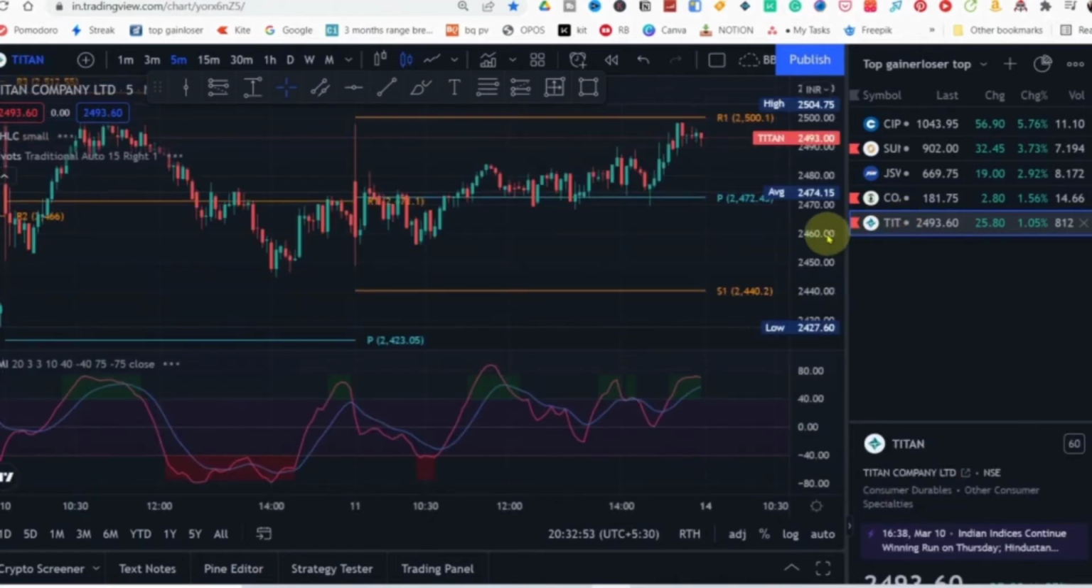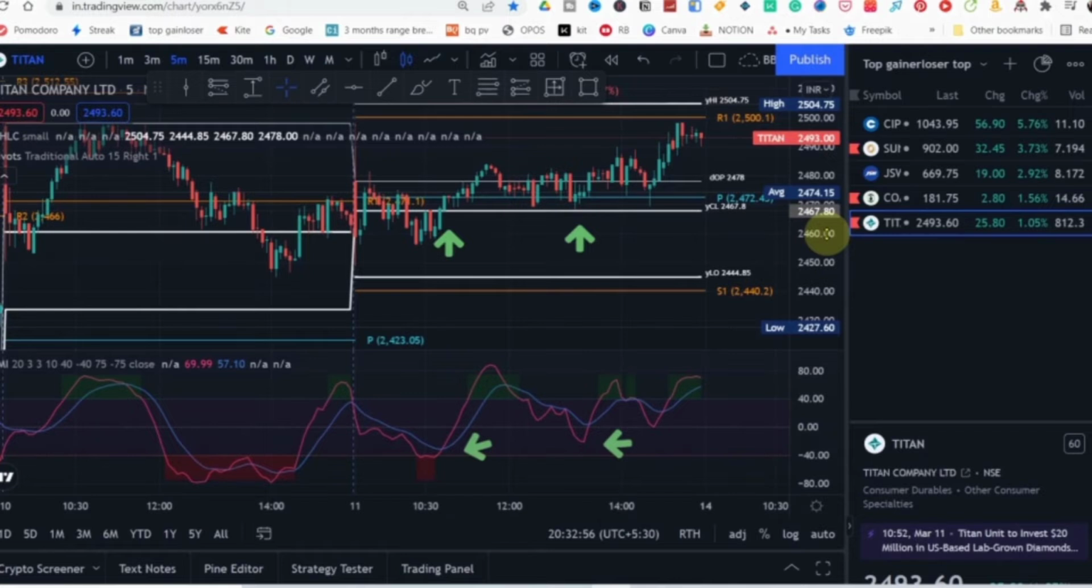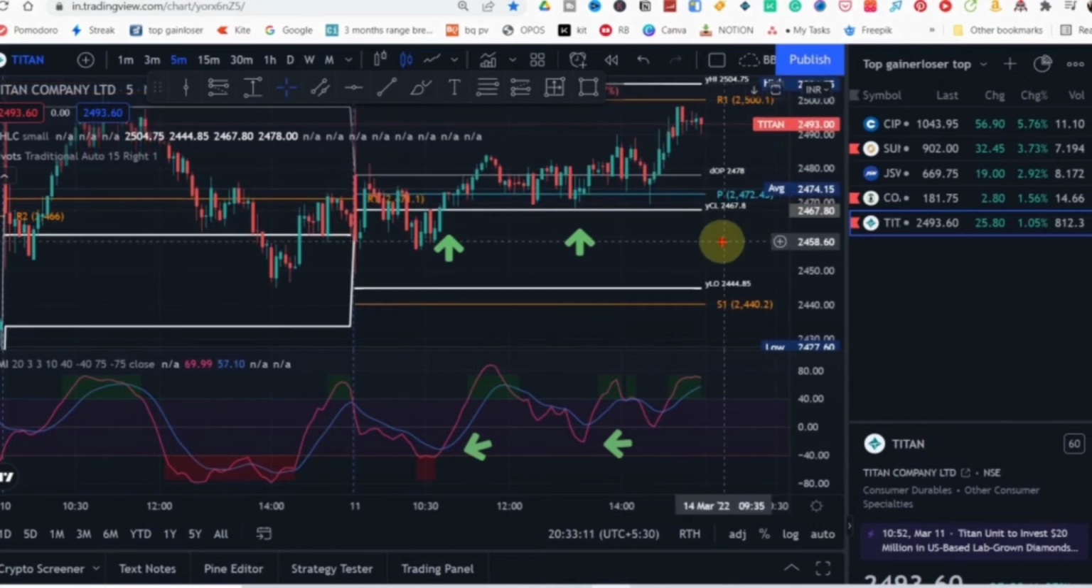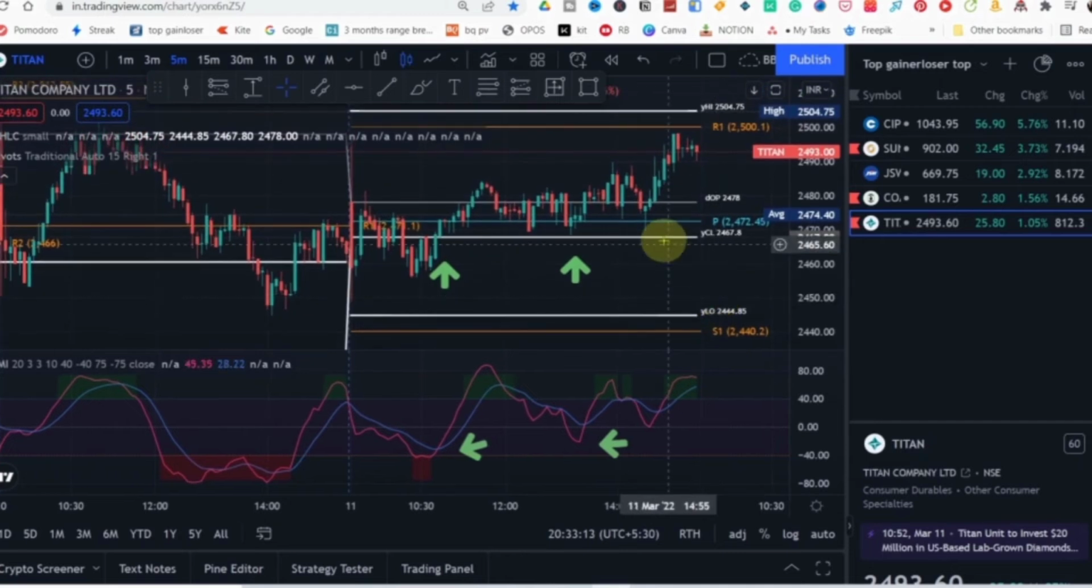And in Titan, we can see we had two signals. So we can enter at the first signal and wait till the last level, or you can enter at the second level. So now we have seen target and entry level. Now we'll move on to stop loss.